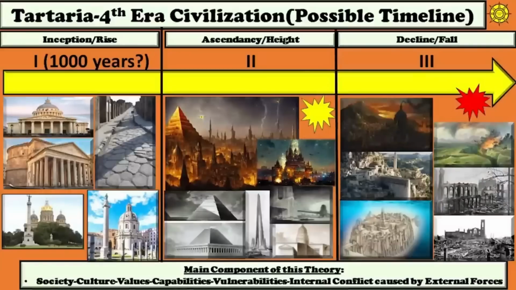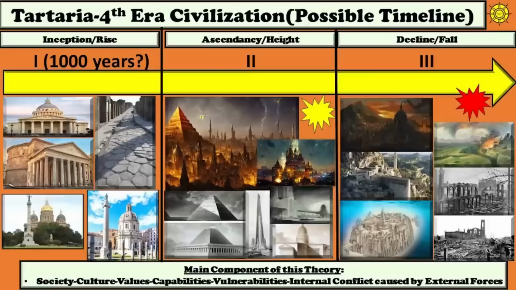Now, let's look at the Tartarian fourth era civilization. And remember, Tartaria is just a term that I assigned to it. The civilization could have been called something completely different. Here's a possible timeline. Break it down into 3 eras, if you will, or 3 portions, 3 phases. An inception and a rising phase, an ascendancy in the height of their civilization, and then a decline and a fall. How long were each of these phases of this Tartarian civilization?